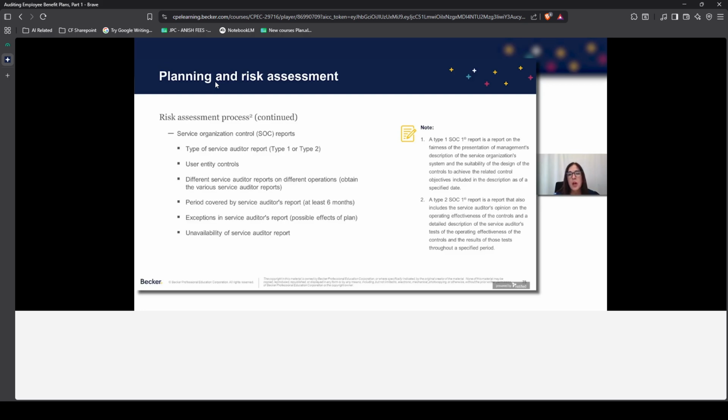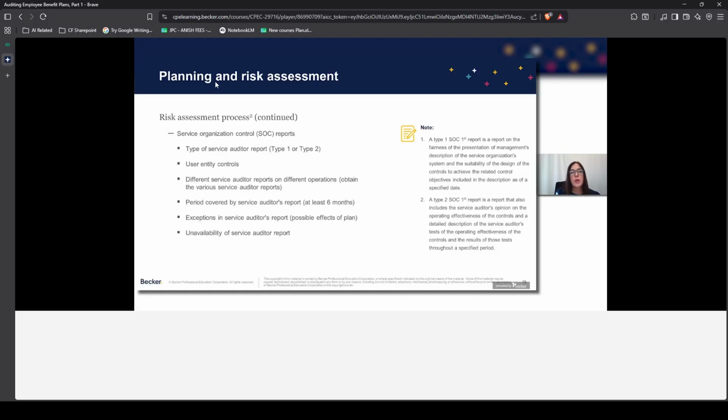Because with that type 2, not only do they describe the controls, but they test those controls for operating effectiveness. So with a type 2, you can reduce your control risk for the controls located at the service provider, and then ultimately reduce your testing for those controls that were tested at the service provider. But you have to properly document all of this. And you have to be very careful that you're only reducing your control risk and procedures for controls that were located and performed at the service provider.